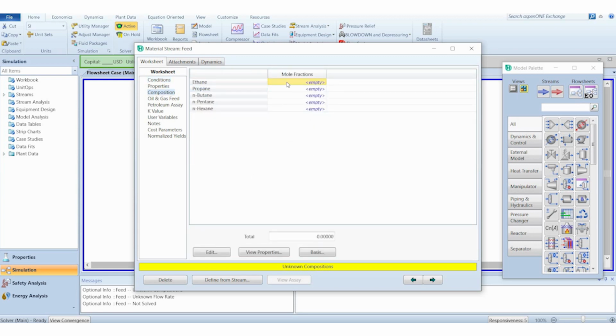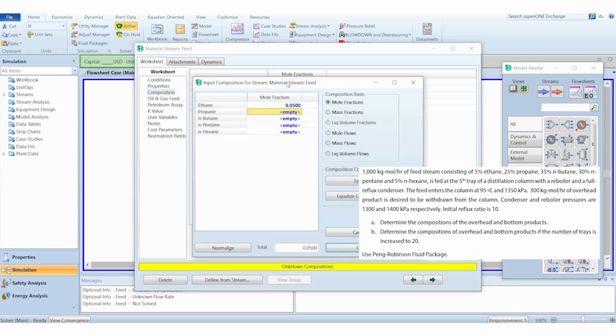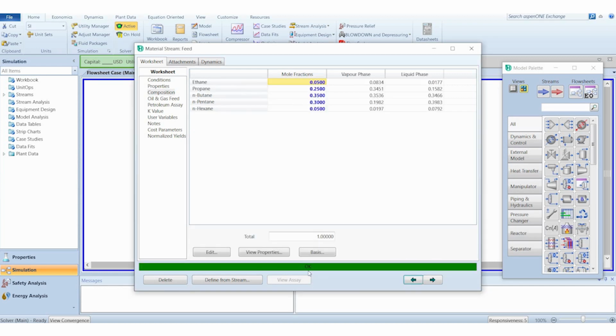Then we define the compositions of our feed. The mole fraction of ethane is 0.05, propane is 0.25, N-butane is 0.35, N-pentane is 0.3, and N-hexane is 0.05. Now, it is important that the OK message should appear at the bottom of the screen.